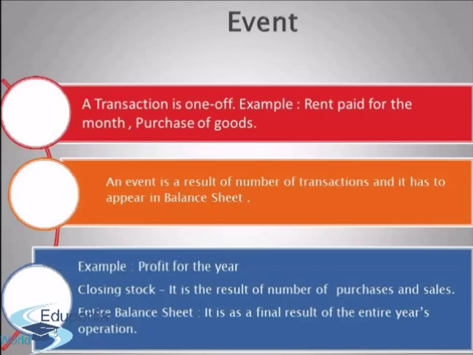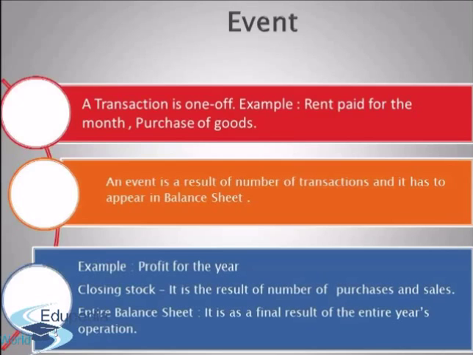But an event is the result of a number of transactions. So you can say that I am purchasing goods and selling them, and after the end of the year I am left with some stock. So that stock is an event for me. It was the result of the number of transactions during the year. And what were those transactions? The purchases and the sales. After the year-round purchases and sales, I am left with some goods, and that will form my closing stock. So that is an event.